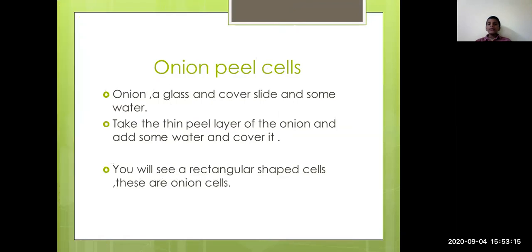Next comes the onion peel cells. We need the materials: an onion, a glass slide and cover slip, and some water. Take a thin peel layer of the onion, add some water, and cover it. You will see rectangular shaped cells. These are onion cells, as you can see above.